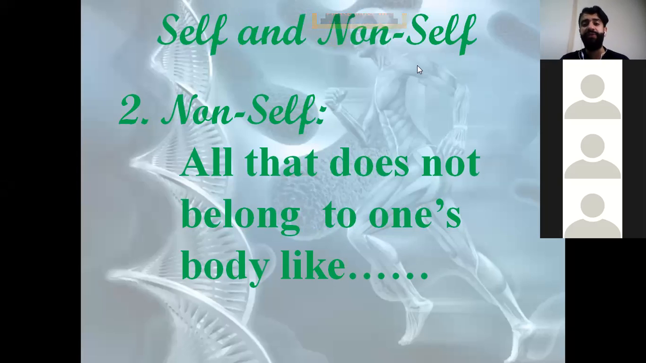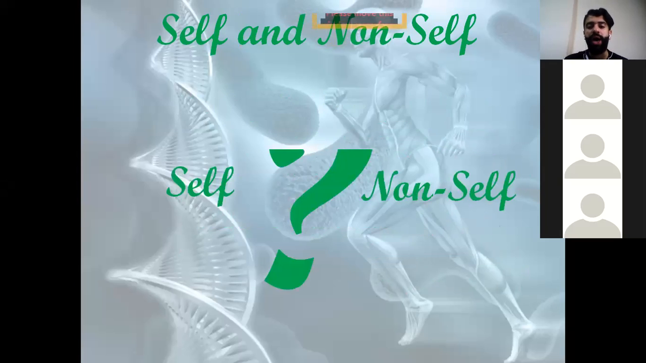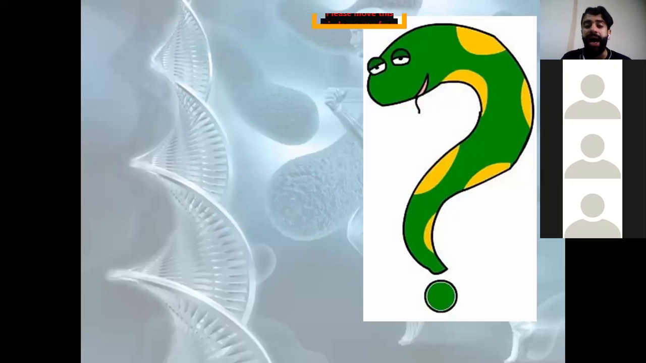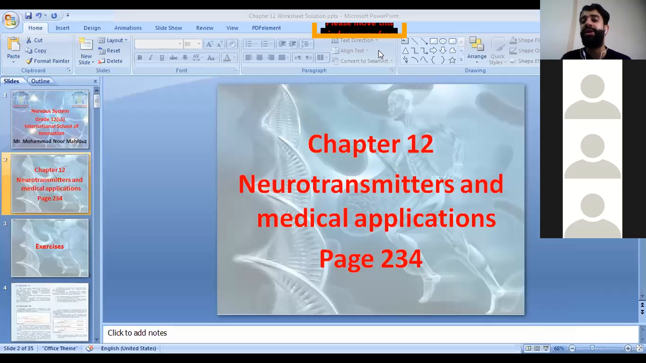So here, self or non-self: what determines which the immune system will attack? Sure, it will attack the non-self. How? What is the marker, or what is the role, to distinguish between the self and non-self? We're going to cover this next week.